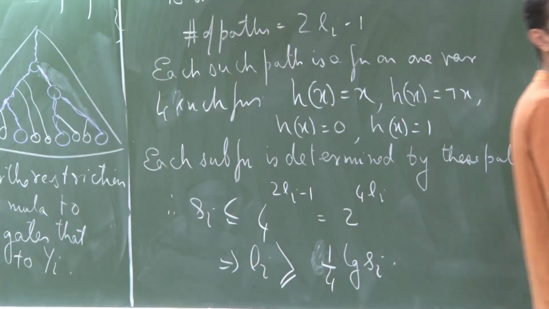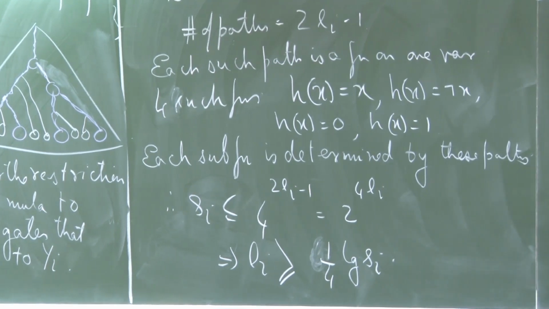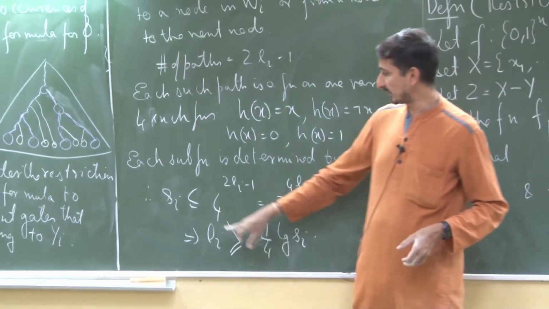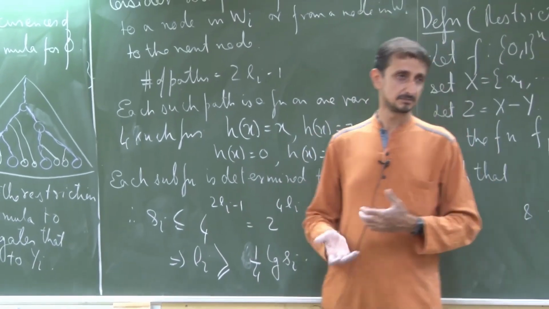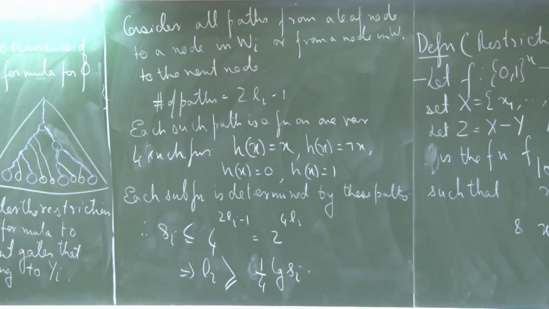Any choice of values on the paths will not give us a function, right? Some of them may be nonsense. Some of them may be nonsense, yeah. So, that is why it is an upper bound on this.